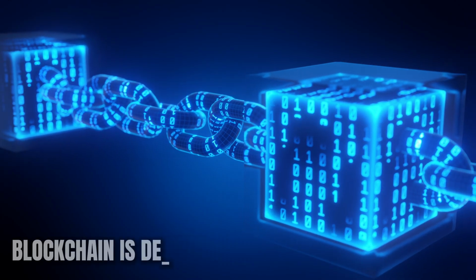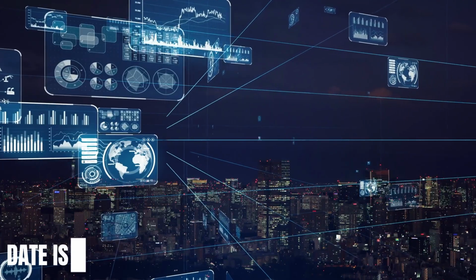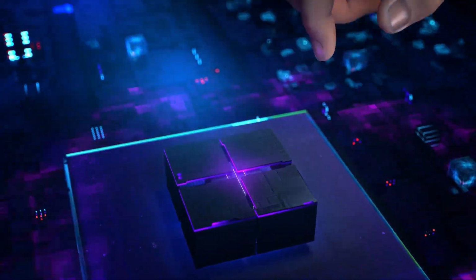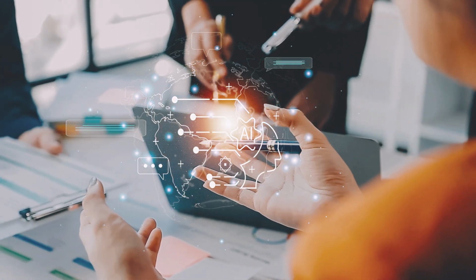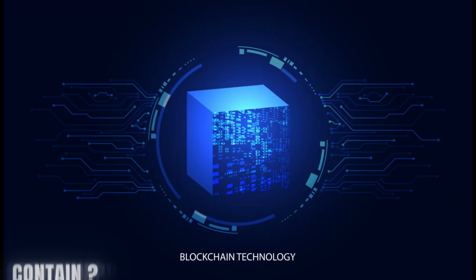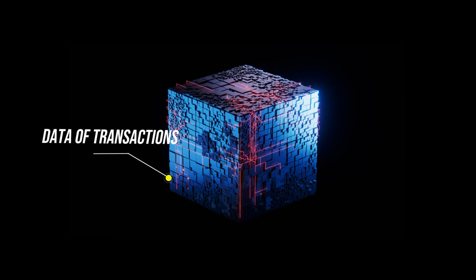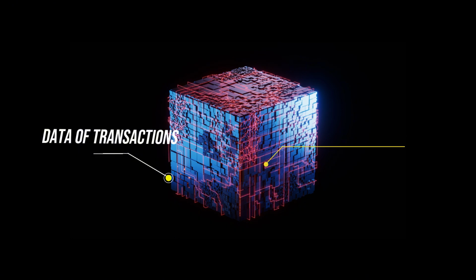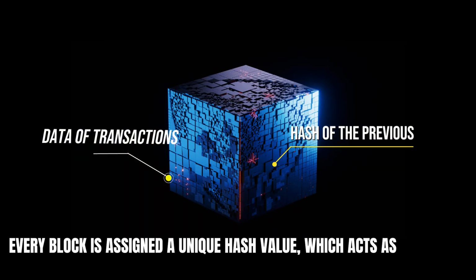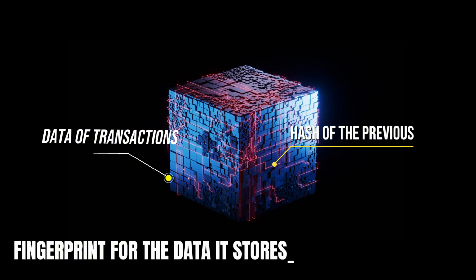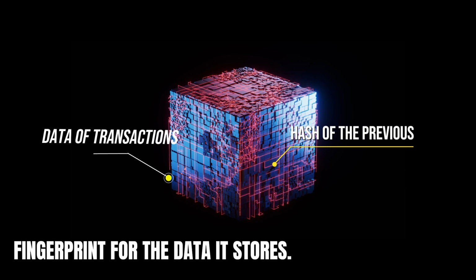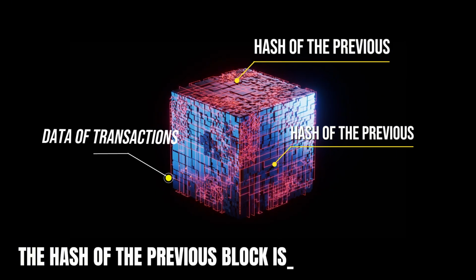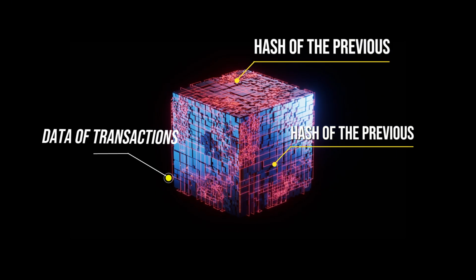Blockchain is a decentralized database where data is stored in blocks that are linked together in a chain. But what does each block actually contain? Number one, data of transactions. Number two, every block is assigned a unique hash value which acts as a fingerprint for the data it stores. Number three, the hash of the previous block is included in the next block.